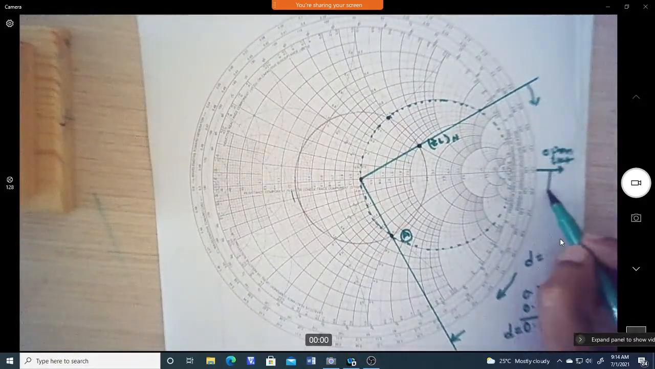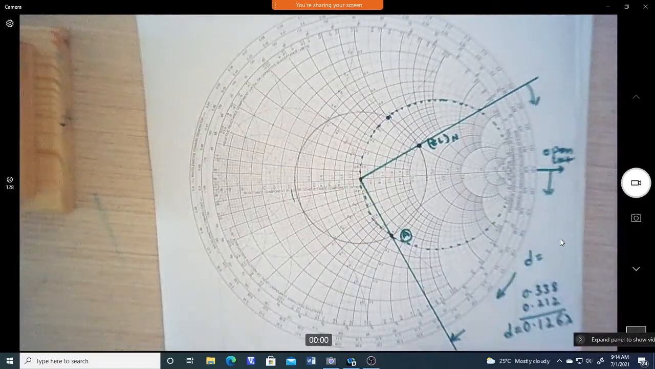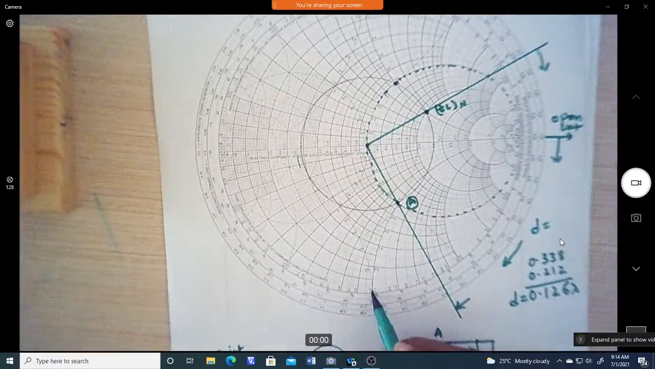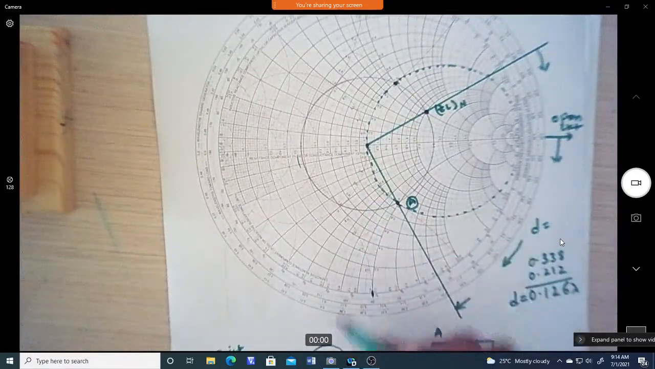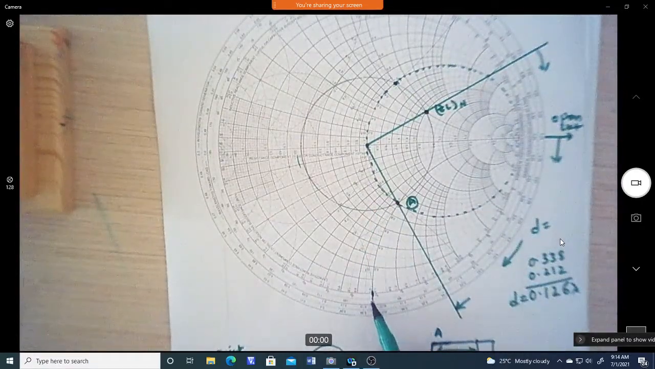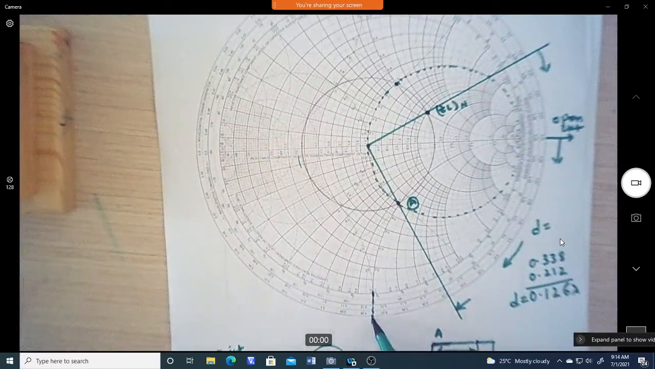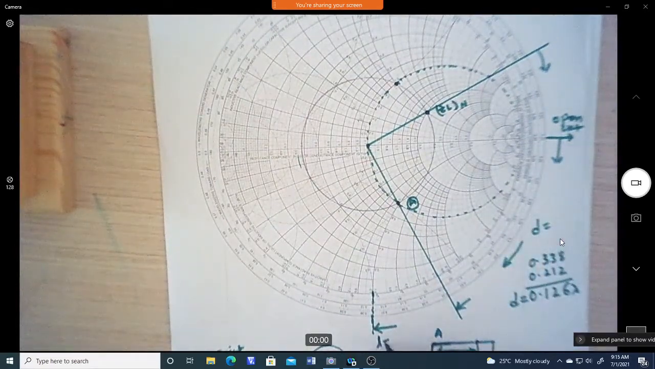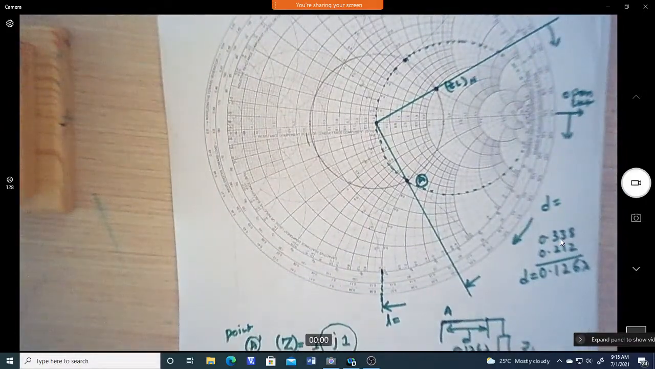Now from this point, we need to move till the value where the J1 is. You can see here in the impedance chart, minus J1 in the lower half. This is the value where we will get the length. From here to here, we are going to get the length of the stub.